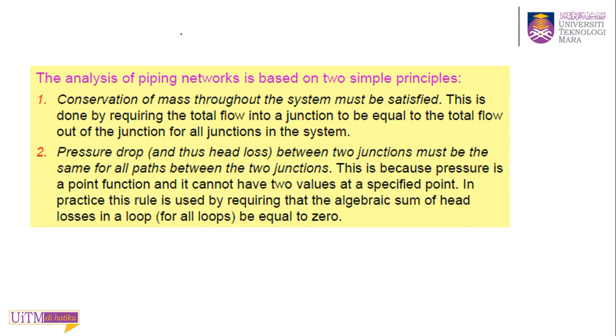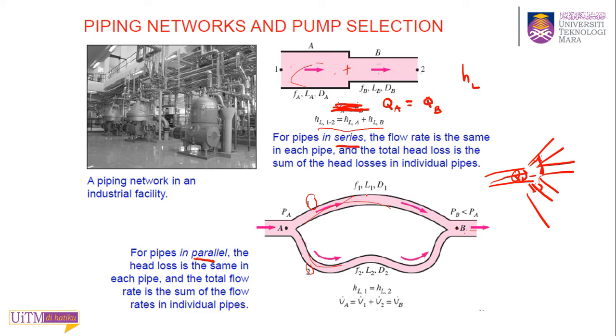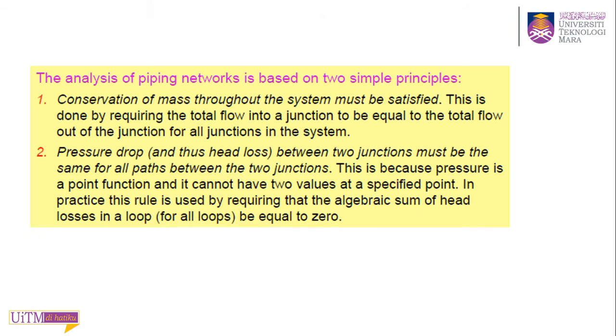If you have a series, it will be equal. That's the first principle, the continuity equation, conservation of mass. The second one is the pressure drop, or in terms of head loss, between the two junctions, which must be the same for all paths between the two junctions. Here the pressure drop is still the same, whether it's pipe 1 or pipe 2, it must be the same.